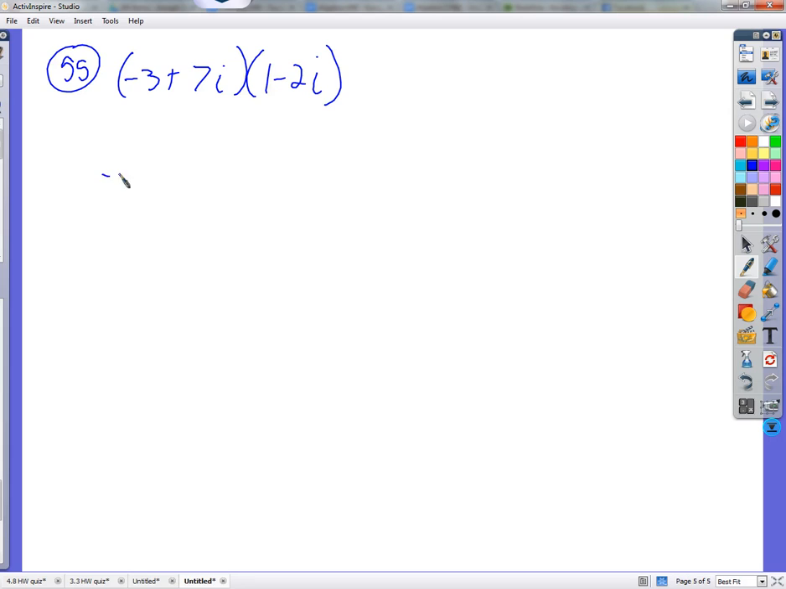Okay, so negative 3 times 1 gives us negative 3. Negative 3 times negative 2i is going to be positive 6i. Move on to 7i times 1 is 7i. And then 7i times negative 2i will be negative 14i squared. i times i is i squared. Then we can combine like terms. 6i plus 7i, that's 13i.